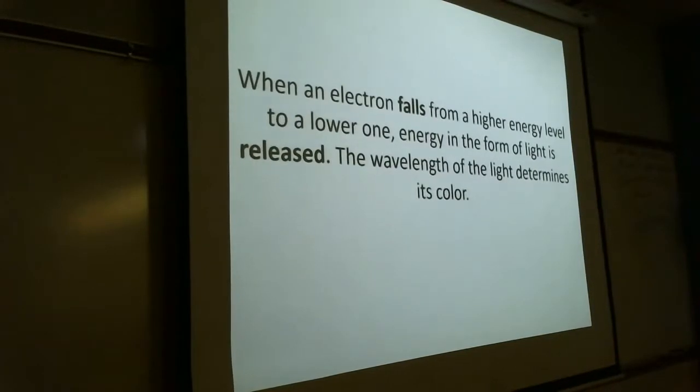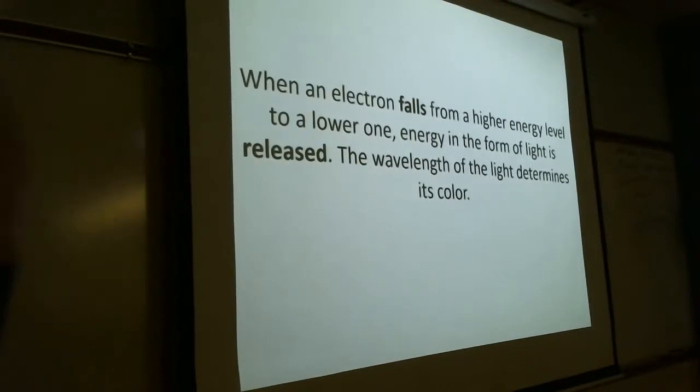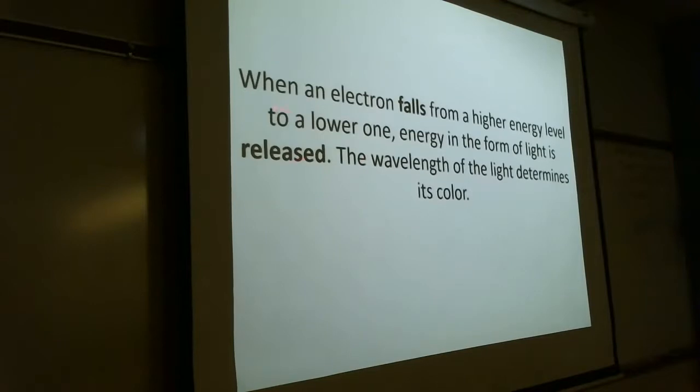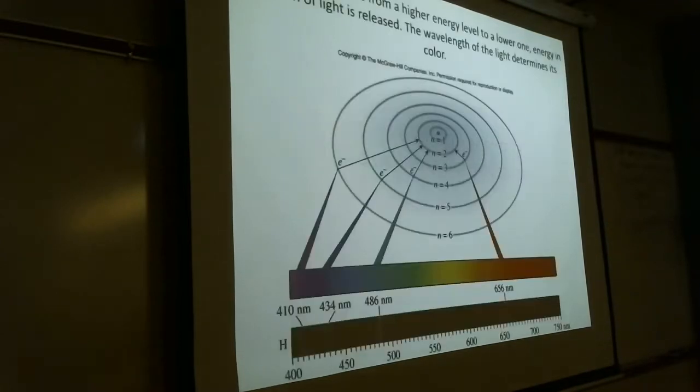Okay, so this is what I just said. When an electron falls from higher energy to lower, energy is released, and it's energy in the form of light. We can see that. And if it's light, for instance, blue versus green versus purple, those are all different wavelengths. So we can determine the wavelength and the energy based on the color.